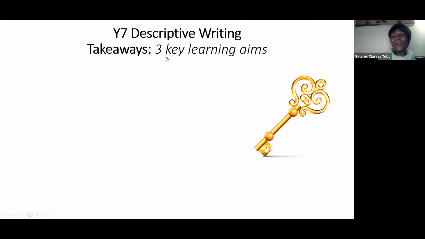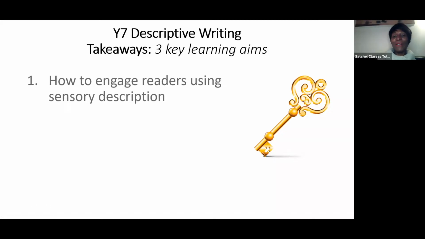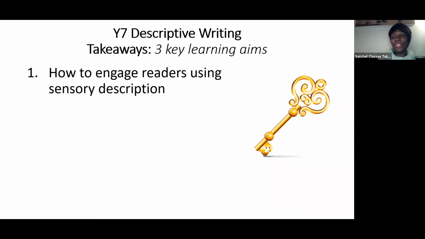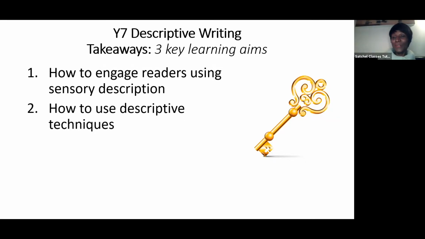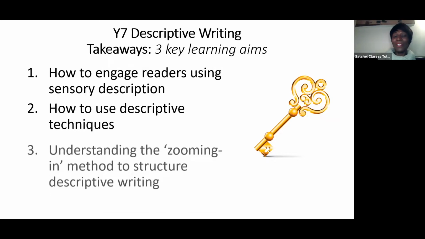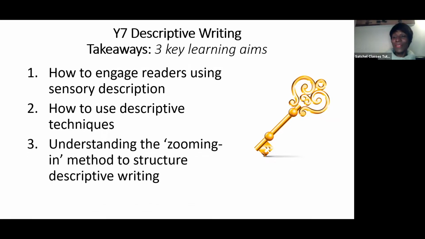We have three takeaways, three key learning aims. Firstly, to learn how to engage readers using sensory description. Secondly, to use descriptive techniques. And finally, to understand the zooming in method to structure descriptive writing.